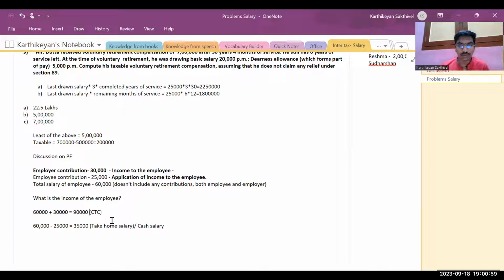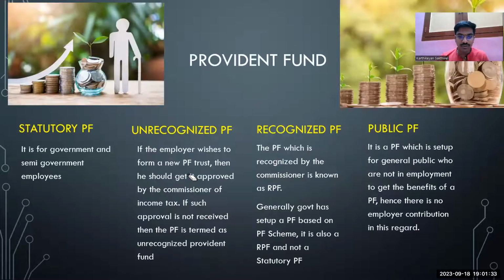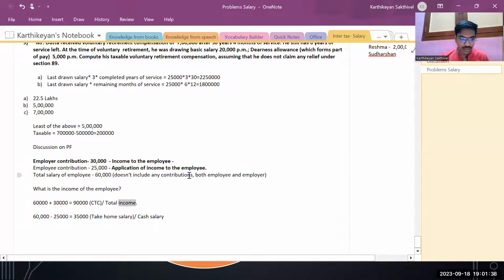Just come again. No, including PF it is 90,000, she says. No, what do you mean including PF is 90,000? What is 90,000? That is CTC, I am saying. Yes sir. That CTC is the total income for the employee, right? Perfect. But there are some exemptions to it, so I have not dealt with it. That is why I do not use the term total income here, which will be discussed in the next slide. If you just see the slide, you will have an understanding. Before that, we need to understand the different types of PF. So that is the reason I am not using the term total income here.